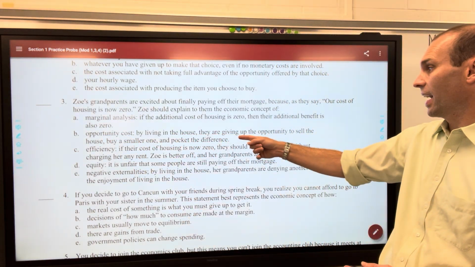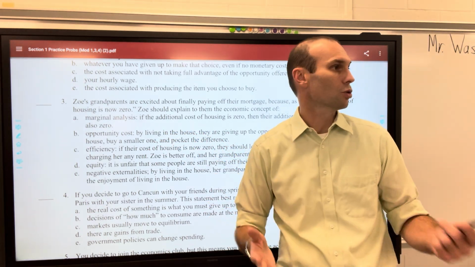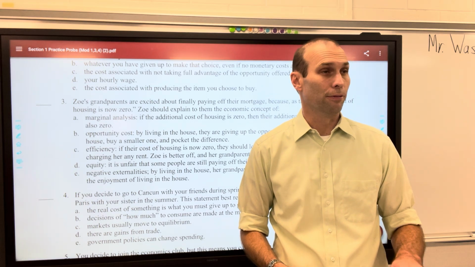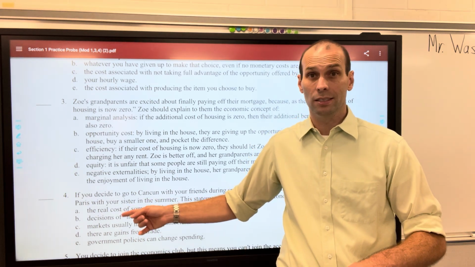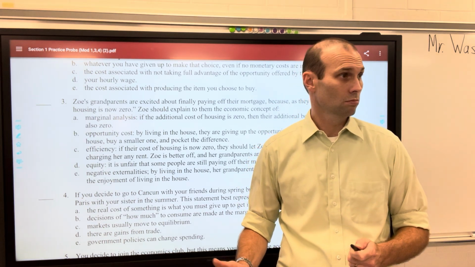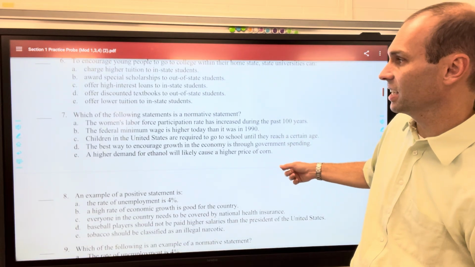It says by living in a house, they're giving up the opportunity to sell the house, buy a small one, pocket the difference, rent, and so on. Does that make sense? And if you're like, I still don't understand why D is correct, say something. Like, why is it not D? I can go over that too. But we're good there? Okay, cool. We'll move on down to 7.